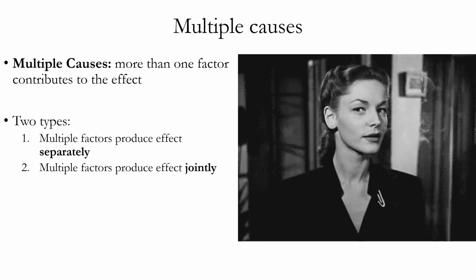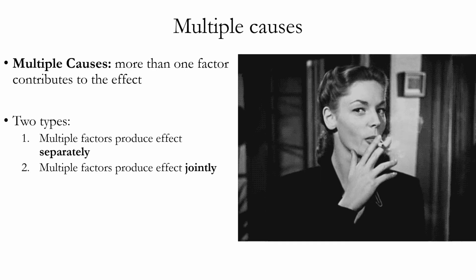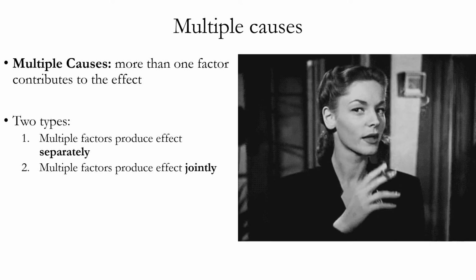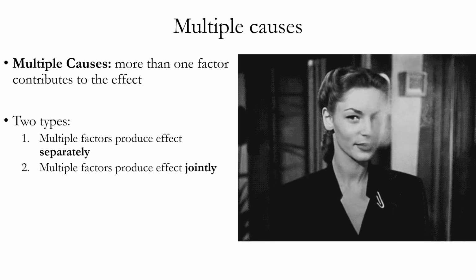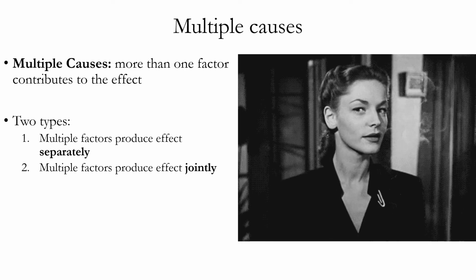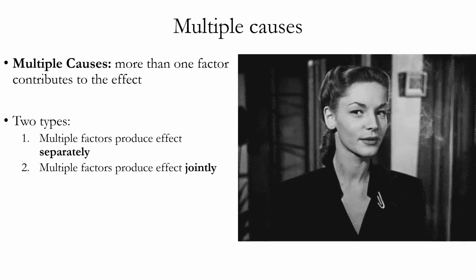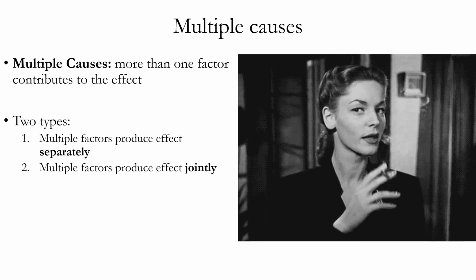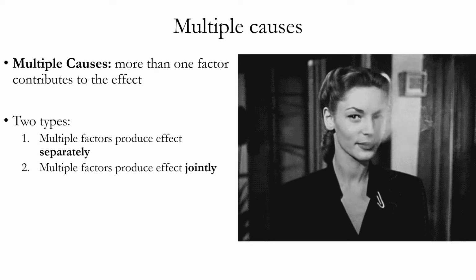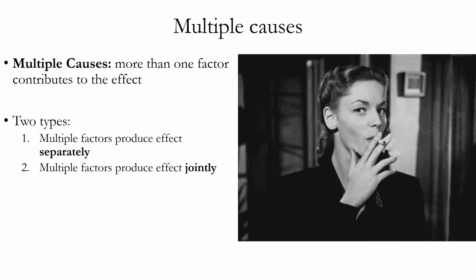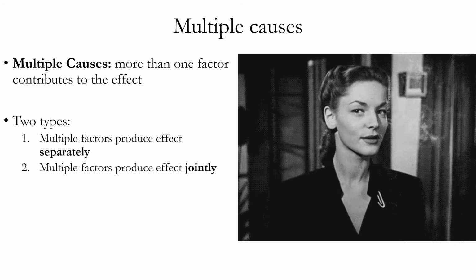There are 2 main types of multiple cause situations. 1 is when multiple factors produce an effect separately. 2 is when multiple factors produce an effect jointly. For example, if you want to think about developing lung cancer, there can be different factors that produce that effect separately. Smoking might be one, inhaling asbestos or some other particulate could be another.